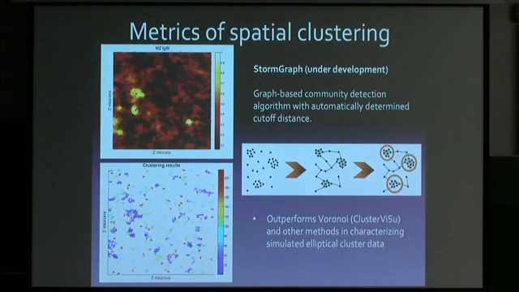Okay. Just throwing this in, my grad student, Josh, has been working on something which he's calling STORM graph because he has a natural ability to do marketing. We're able to outperform all of the other methods when looking at elliptically clustered data, and it doesn't have any input parameters. So for example, we can take this image of IgM on a marginal zone B cell and automatically generate clusters from that.